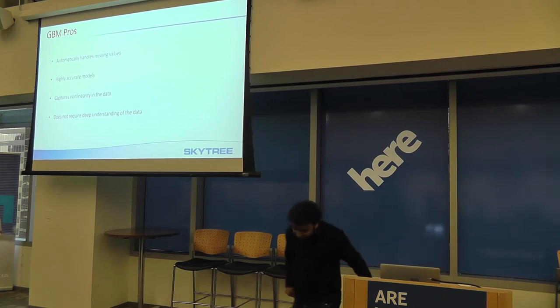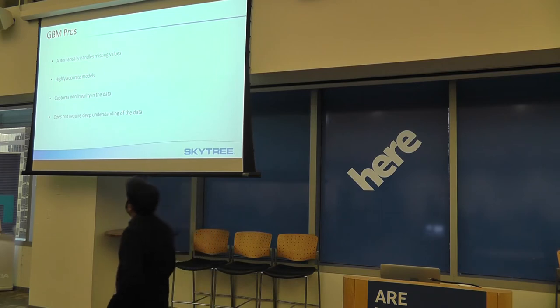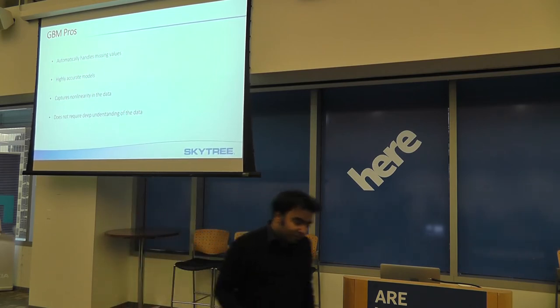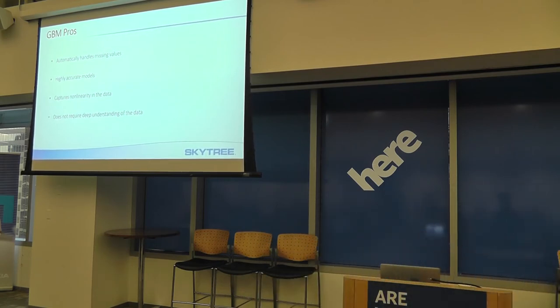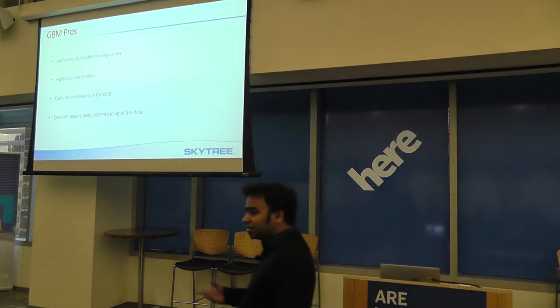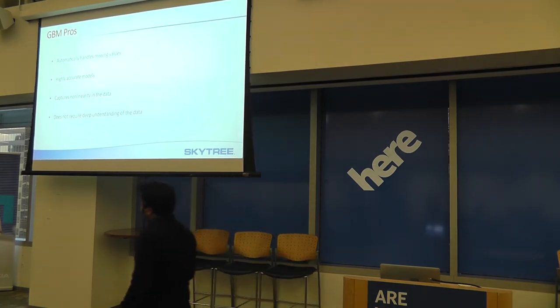I'm going to talk about some of the pros, and why it is that the industry likes this so much. One of the pros is that it automatically handles missing values. So you don't have to worry about fixing your missing values by imputing the means, imputing things that you don't know about a data set through some artificial means. It very naturally goes into the algorithm itself, which is why people like this algorithm a lot.